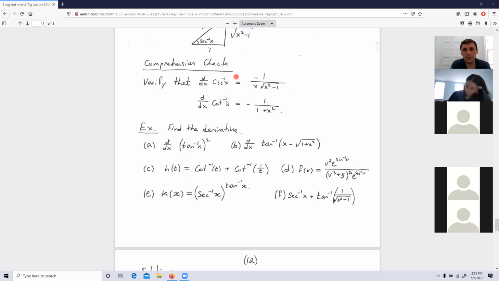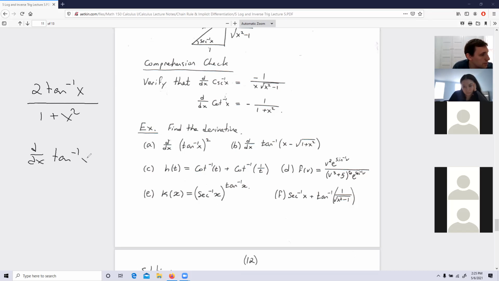All right, so what's the derivative of tangent? You should do it in 2 seconds, guys. Tangent inverse squared is simply, for A, 2 tangent inverse x divided by 1 plus x squared. Because remember, the derivative of tangent inverse x is 1 over 1 plus x squared. Yes? So just easy chain rule. Good?